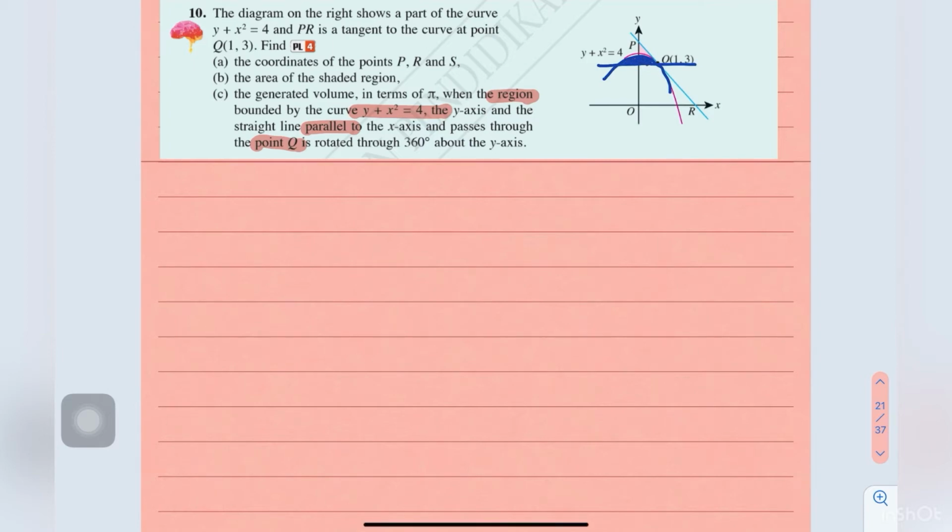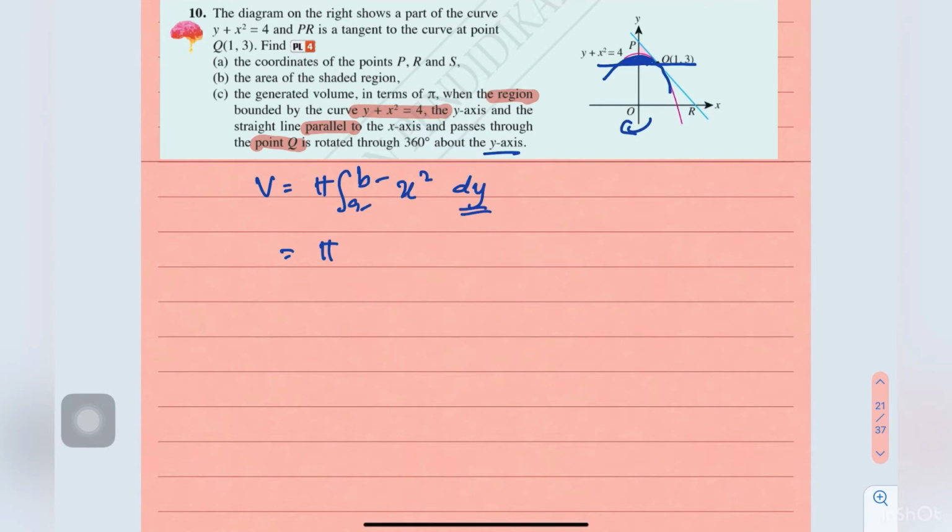So then we rotate this area about y. Okay, so about y, we choose the formula: volume equals pi integral from a to b of x squared dy. So a and b are values of y.